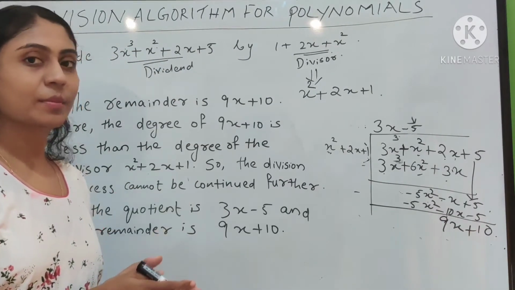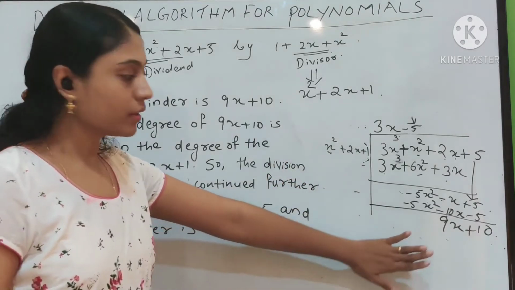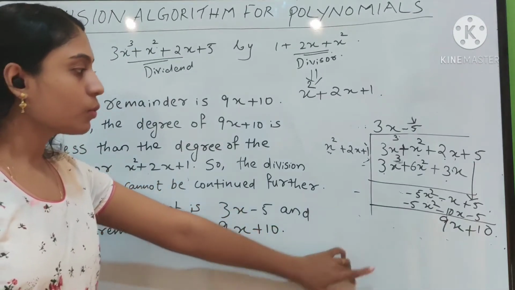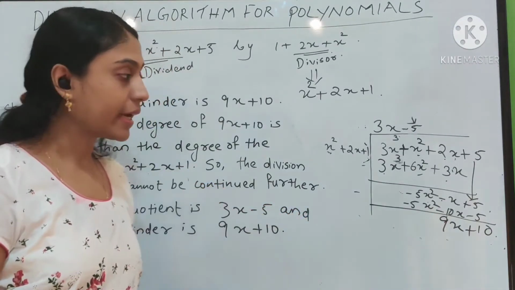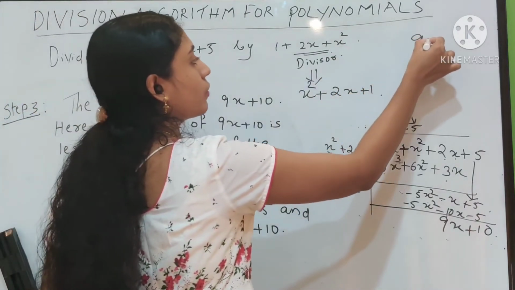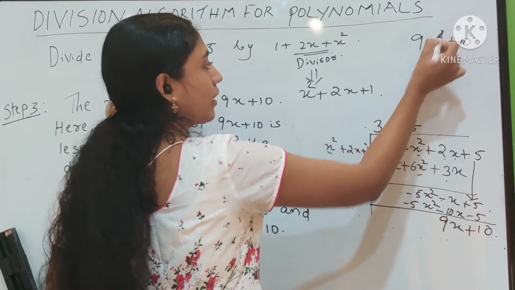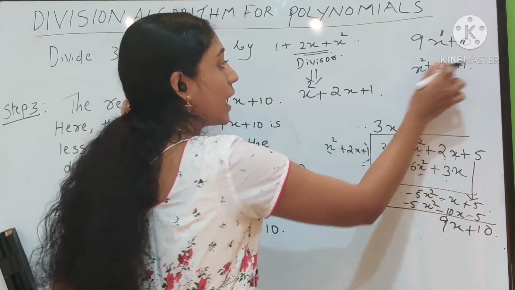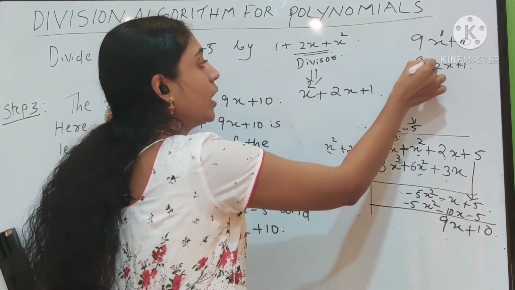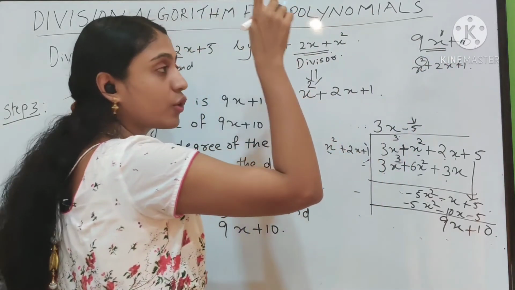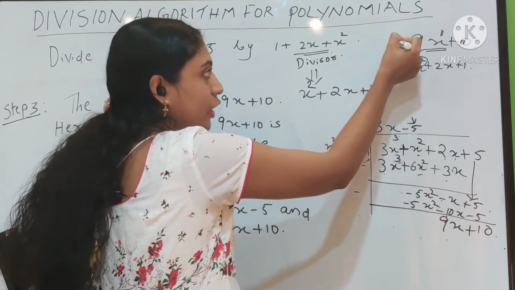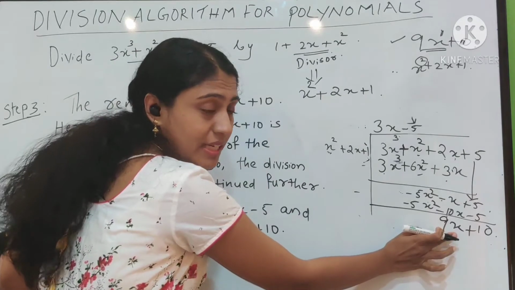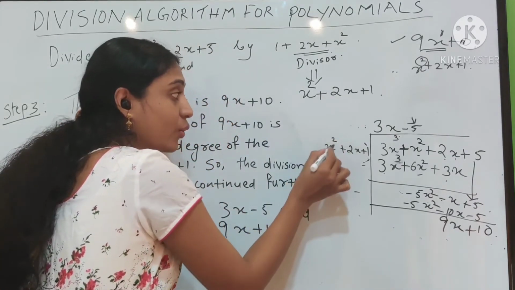Now we can enter into step number 3. Step number 2 is over. The remainder we got is 9x plus 10. Now just observe what is the degree of this remainder. 9x plus 10, what is the degree of x? Here it is 1, right? And what about our divisor? Our divisor is x square plus 2x plus 1, and the highest degree of x is 2. In case of this remainder, the highest degree of x is 1. That means the degree of the remainder is less than the degree of the divisor, right?